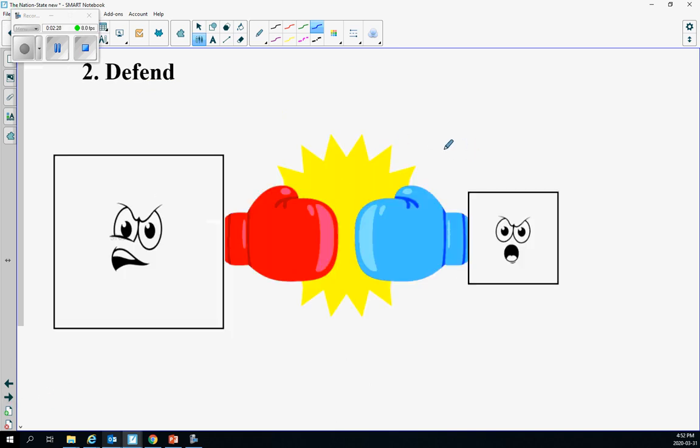Option number 2 is to defend. Defend against aggression from another nation state. And this is sometimes easier said than done, but as I said before, for expansionism to work, you've got to take land from somebody else. And they're probably going to fight back. So option 2 is defense, and that usually culminates with conflict and war.